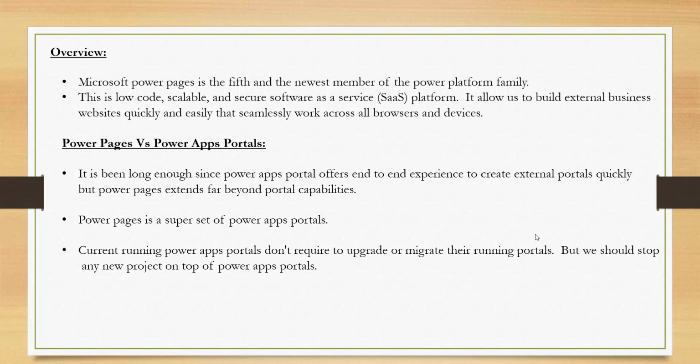We'll start with what is Microsoft Power Pages. Microsoft Power Pages is the fifth member of the Power Platform family. Already in the family, we have Microsoft Power Automate, Power Apps, Power Virtual Agents, and Power BI. So this is another low-code, scalable software as a service platform. It will allow us to build external facing websites, that is internet facing websites, that will be scalable and work across all browsers and devices.